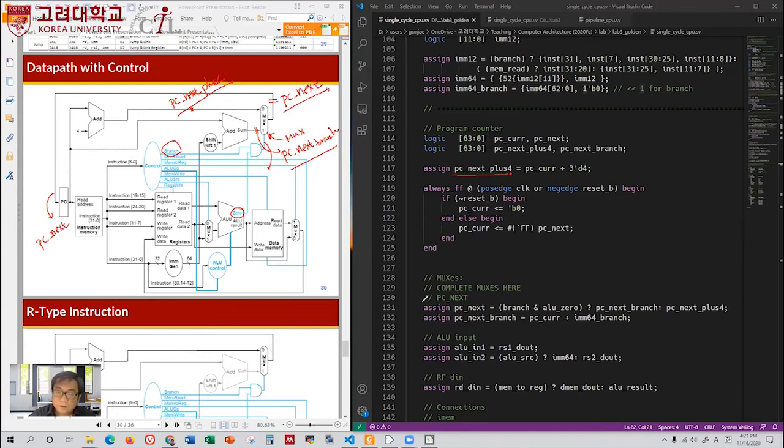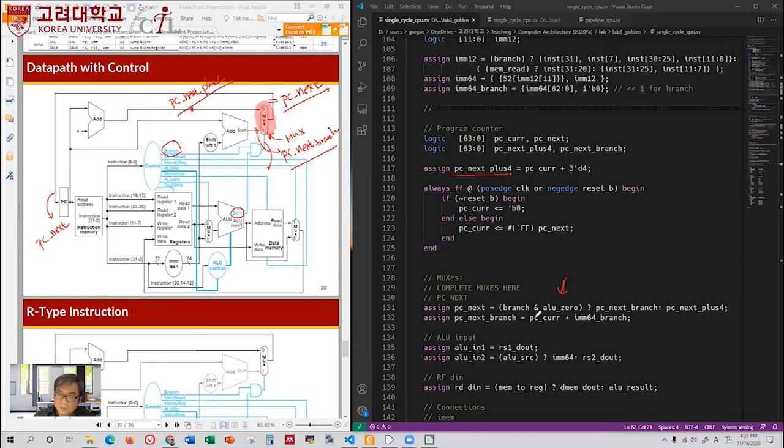Okay. So this is the mux. I explained two inputs and the control signal, the selection signal of the mux. Also, I mentioned the output of the mux. Then we can implement this mux. Okay. So this is how to implement this mux.